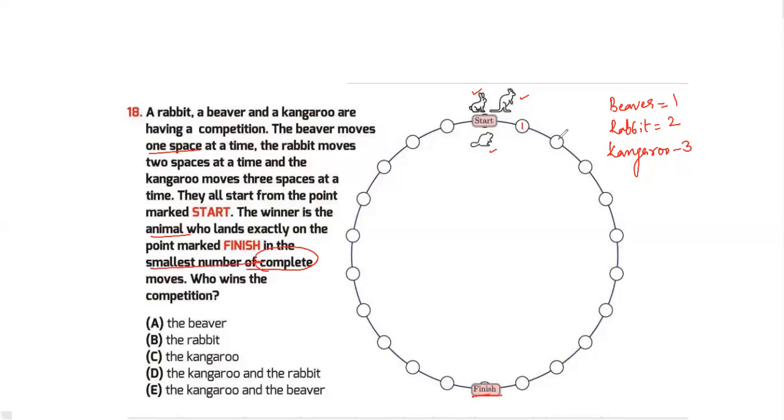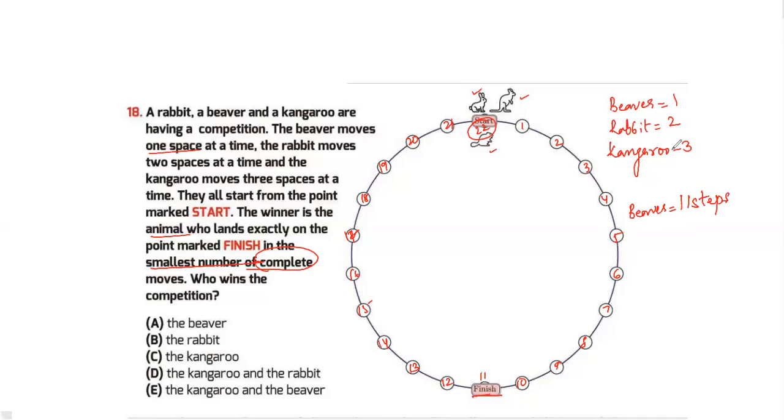So let's just see here. This is 1, 2, 3, 4, 5, 8, 9, 10, 11, 12, 13, 14, 15, 16, 18, 19, 20, 21, and 22. Now, if you see this whole circle, a beaver will take one step each, and the beaver will be able to finish this in 11 steps.